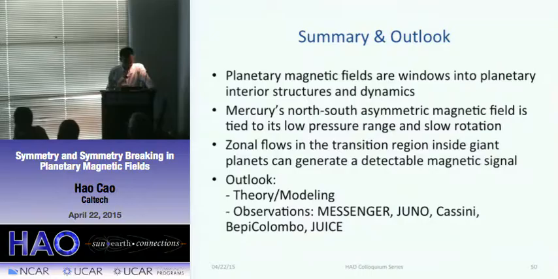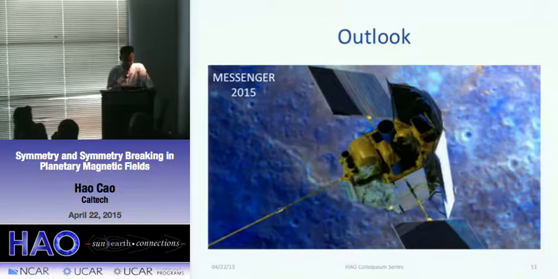Here's a calculation I did. On the top is the radial component of the magnetic field. On the bottom are the zonal flows, so you have prograde, retrograde, and prograde. As long as the magnetic Reynolds number is high enough, there will be correlations between the magnetic field and the zonal flows. That's also another key diagnostic you can use to answer the question of how deep those winds actually go.